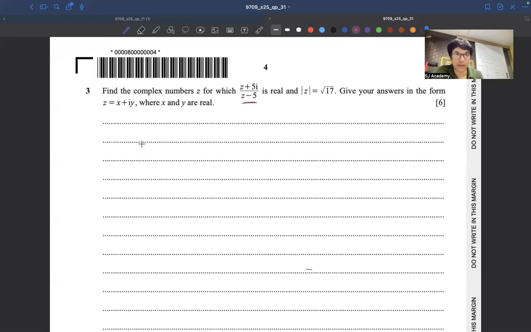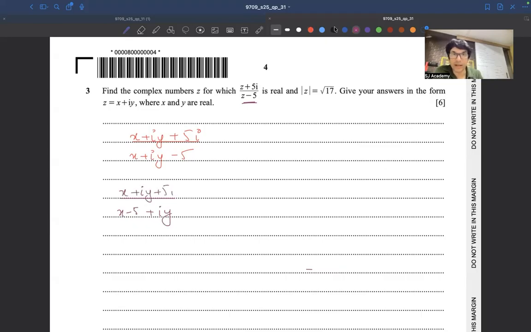So the first thing we can do is, in place of z, we write (x + iy + 5i) divided by (x + iy − 5). Now we'll have to take the conjugate first, but in the denominator, let's first bring the real terms together. So let's write x − 5 over here plus iy, and the numerator remains the same.